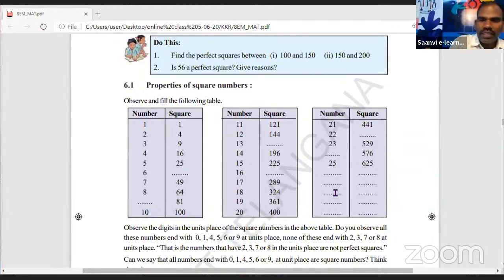16 square is 256. Same as usual, 24 square: you multiply and fill in the whole table. 24 into 24 is 576. Same as usual, 26 square, 27 square, 28 square, 29 square, up to 30 square, you write.